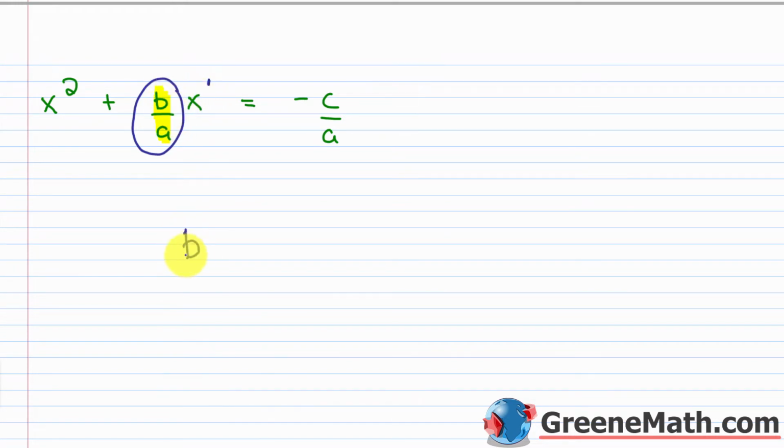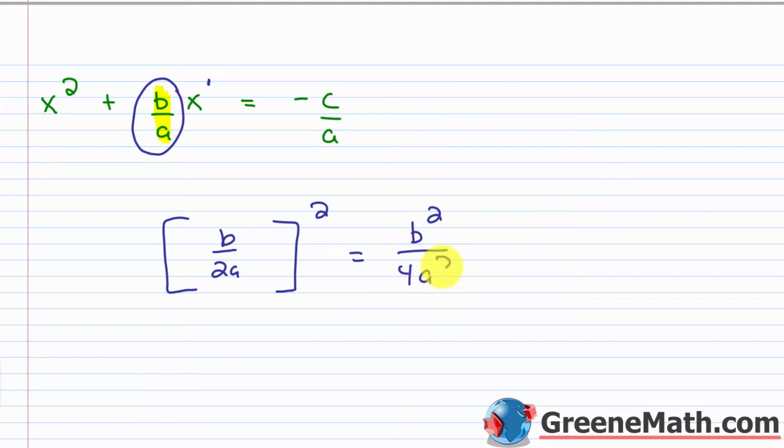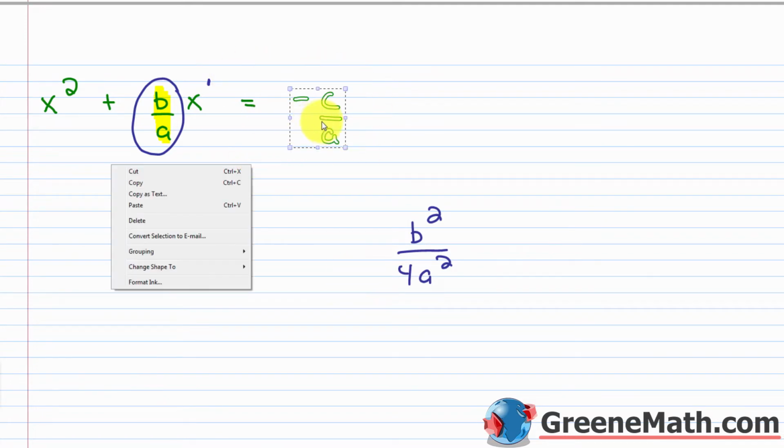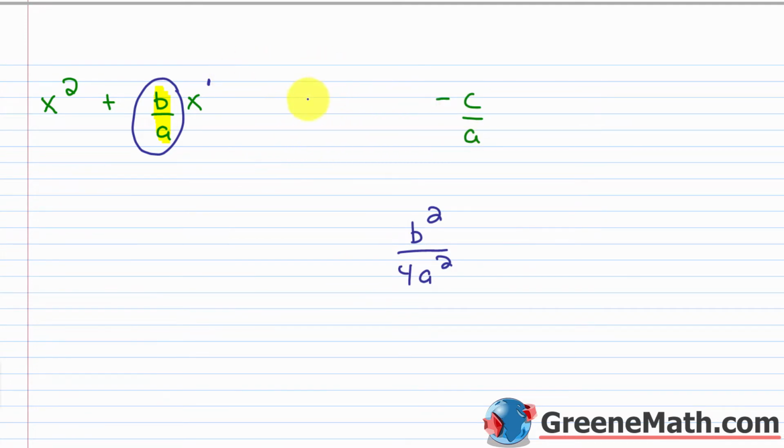So I want to cut it in half. So I'll multiply it by half, and then I want to square it. So this would be b over 2a, b over 2a. And if I squared that, b squared is b squared, and then 2 squared is 4, a squared is a squared. So this is the value that I'm going to add to each side of the equation. So let me just slide this down. And so I'm going to add b squared over 4a squared to both sides of the equation.